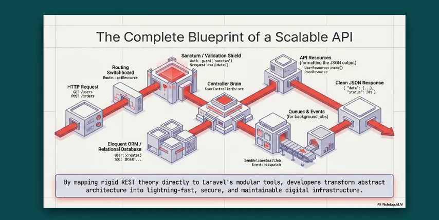The controller executes the core logic, but first it consults a policy node to verify granular authorization, ensuring the user actually owns the data they're trying to manipulate. Once approved, the controller needs to talk to the basement.